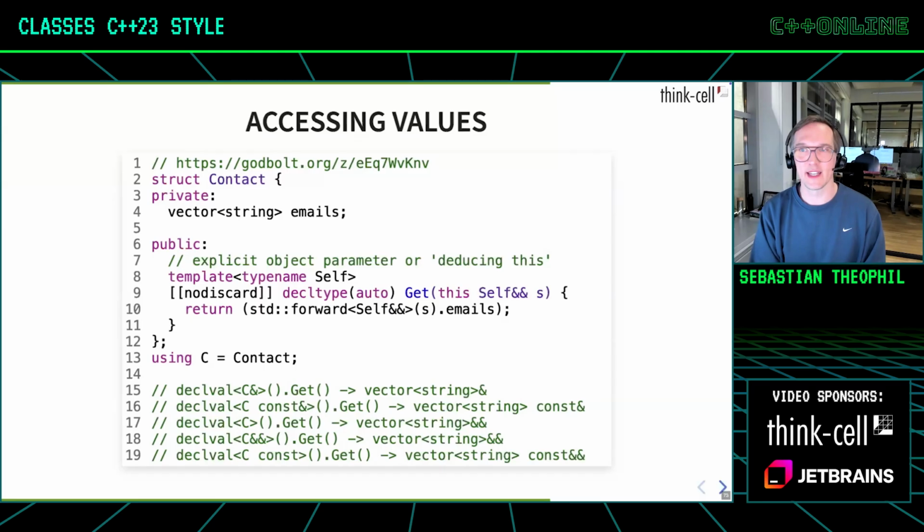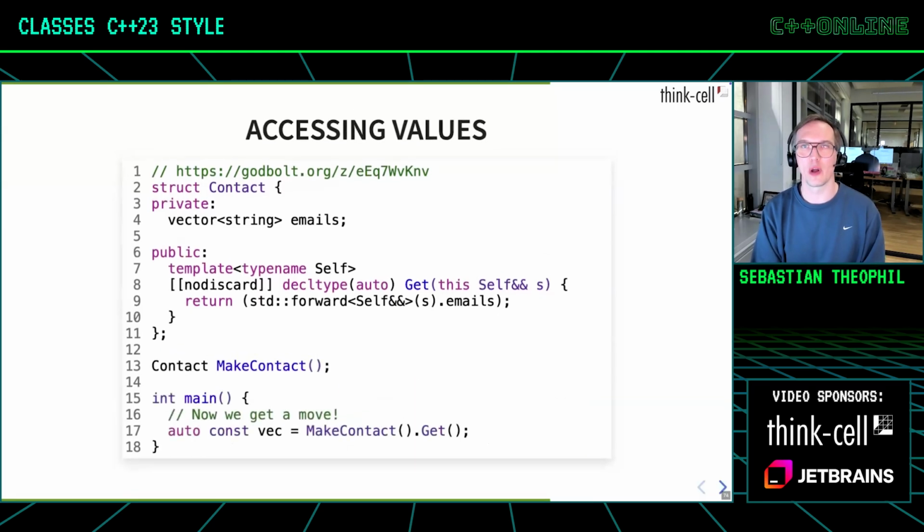If I write my accessor like this, the original problem goes away. I can write it like this. I can create an auto const vec out of this, and this will create the right move. This is great, definitely better than before.